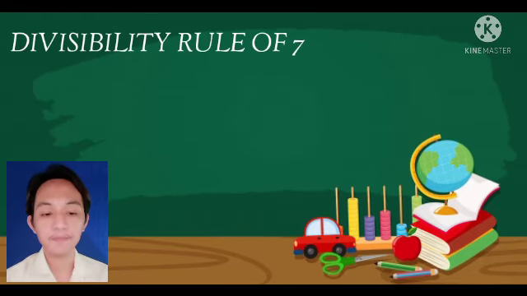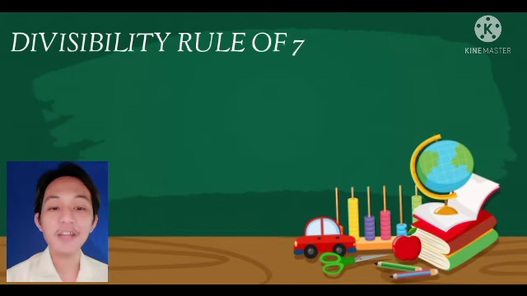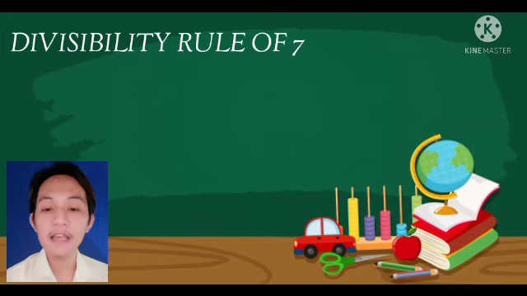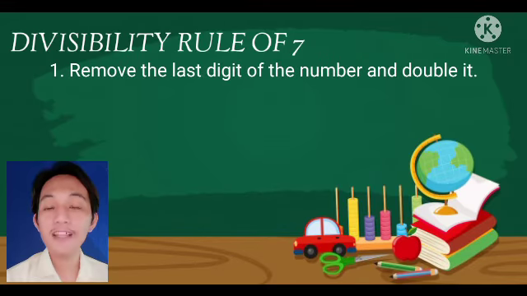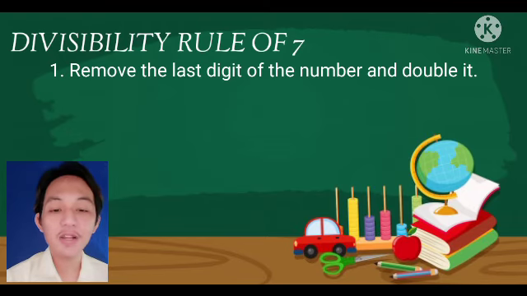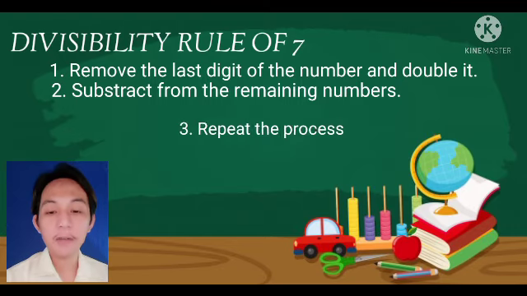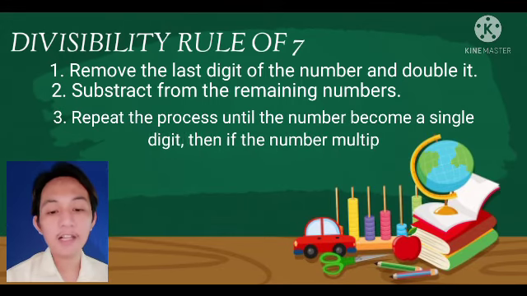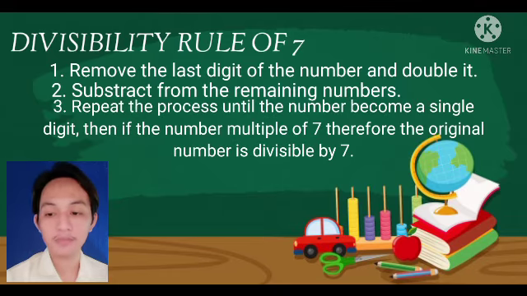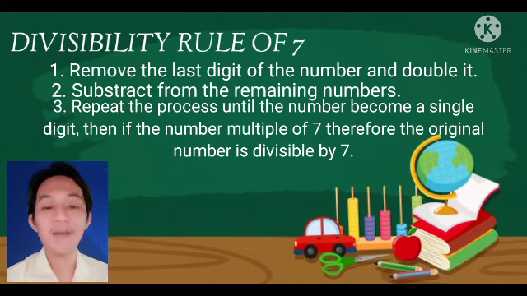Divisibility rule of 7. The rule for divisibility by 7 is a bit complicated, which can be understood by following the steps that I will give. The first step is to remove the last digit of the given number and double it. After that, we subtract it from the remaining number. And after that, we repeat the process until the number becomes a single digit. If the result is a multiple of 7, then the original number is also divisible by 7.